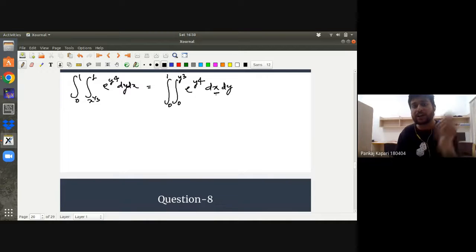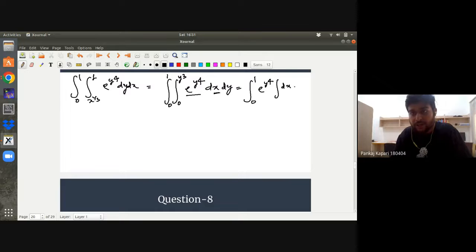Now note that we are integrating first with respect to x, therefore this will be treated as constant. So we'll just keep it outside. So this will become 0 to 1 and e to the power y power 4, and then we have this integral dx dy from 0 to y cube. So we have to integrate this with respect to x first. What is the integral of a constant from 0 to y cube? It's just y cube. And then we have e to the power y power 4 and dy.